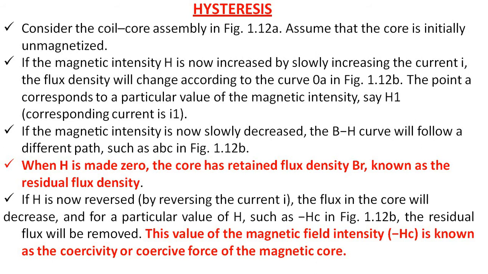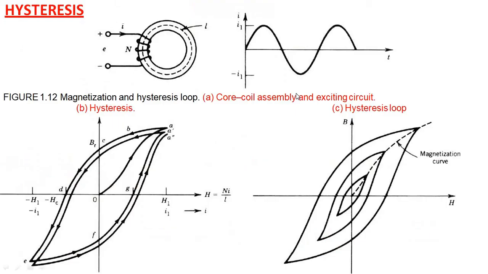The next topic, hysteresis. Consider the coil assembly in figure 1.12. Assume that the core is initially unmagnetized. Figure 1.12a shows the magnetizing circuit, and the hysteresis loop. The first point is the core, coil assembly and exciting circuit.